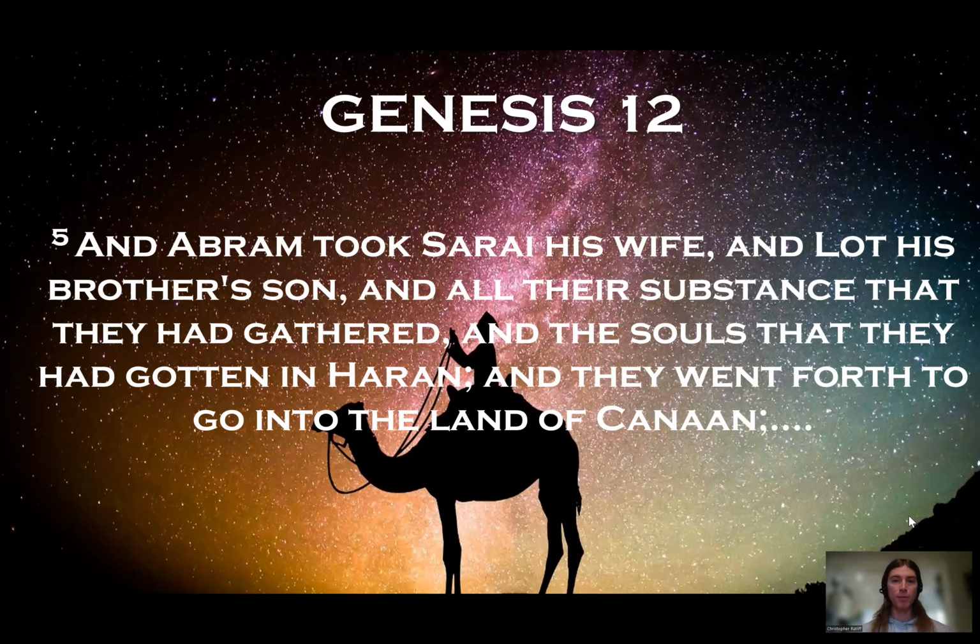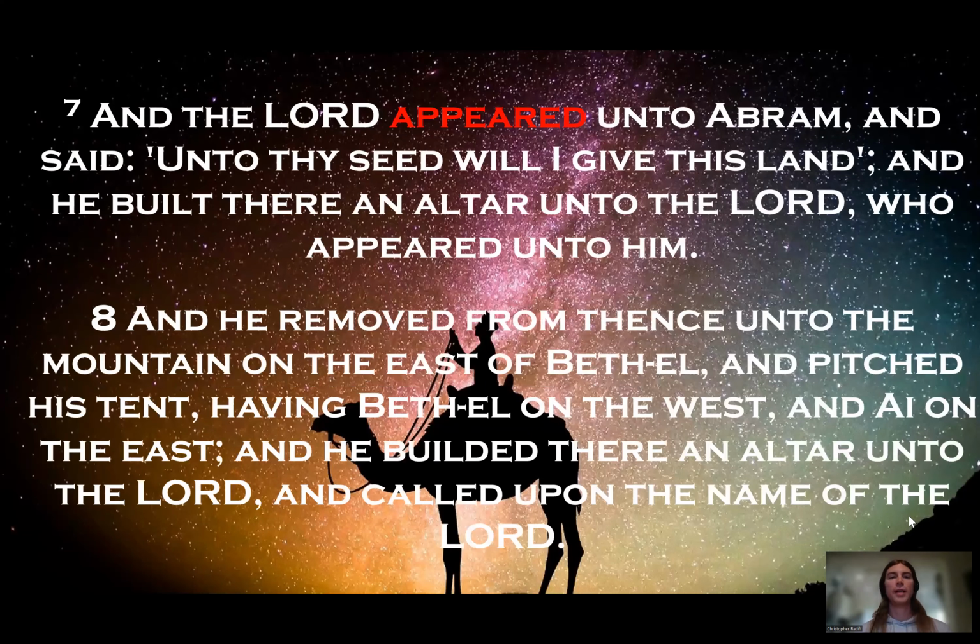So then it says, and Abram took Sarai his wife, and Lot his brother's son, and all of the substance that they gathered, and the souls that they got in Haran, and they went forth to go into the land of Canaan. It says that the Lord appeared unto Abram and said, unto your seed I will give this land. And he built there an altar unto the Lord, who appeared unto him. So let's remember that. The Lord appeared to Abraham.